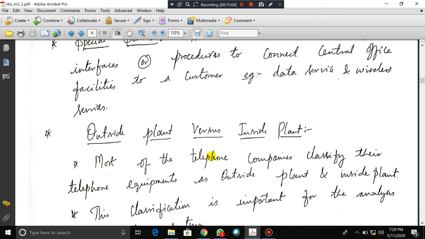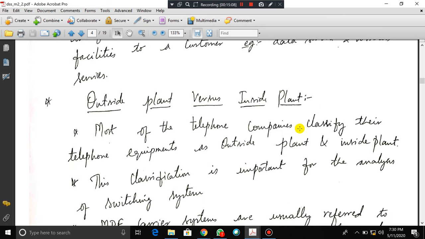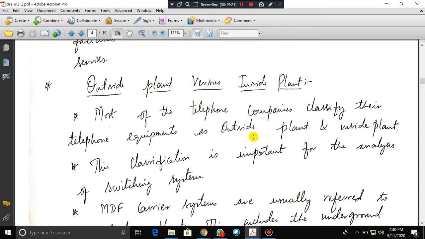In a similar manner, a digital switching system has outside plant and inside plant. It is a very important topic. They may ask it for 2-3 marks, and many times they do. Most telephone companies classify telephone equipment as outside plant and inside plant. This classification is important for the analysis of a switching system, because each category has different strategies. That is the reason they made it like that.